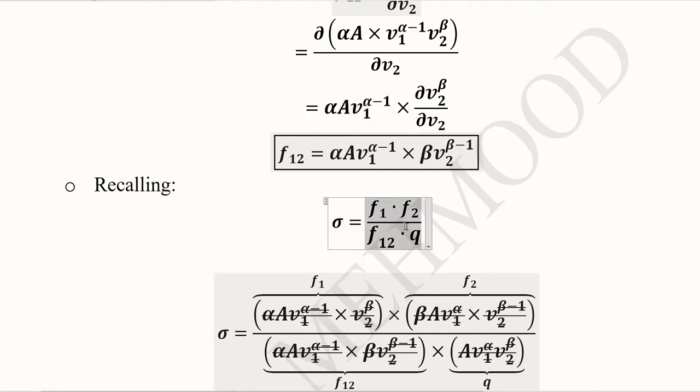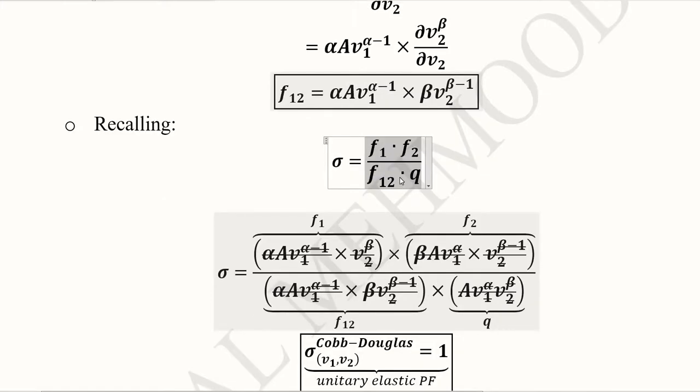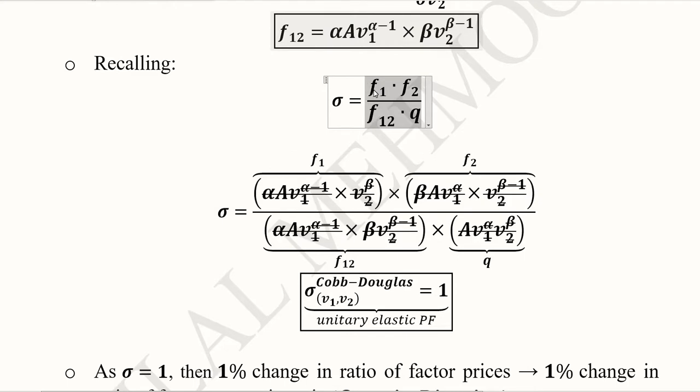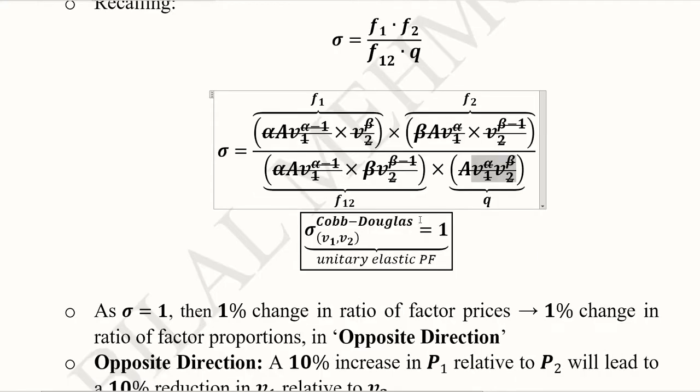Recalling the formula, because now we are in a position to put all these values and find the sigma value: f1, f2, f12, q. Now the substitution is easy. This is f1 as I have highlighted here. The value of f2 is here, and the value of f12 is here. The value of q, the production function itself, is here. We can cancel out the terms that can be cancelled, and you can see that all of the terms are cancelled out. Therefore the answer is 1.